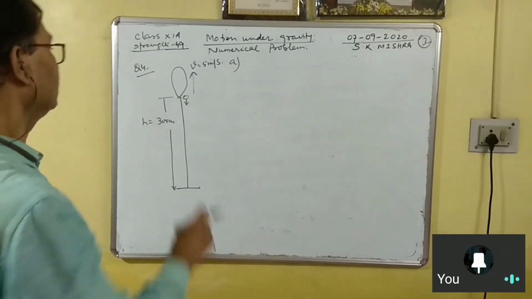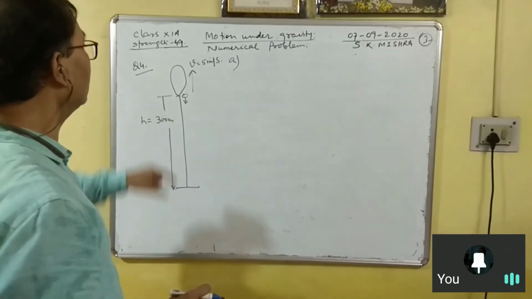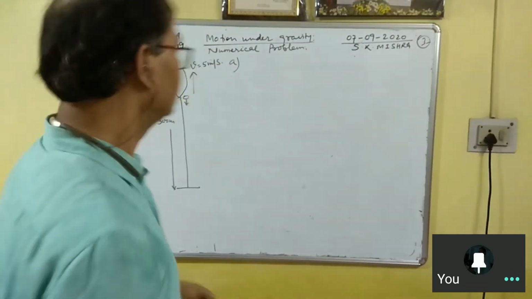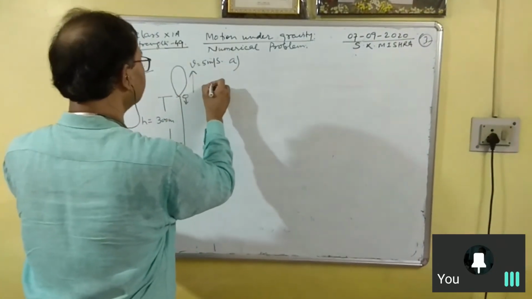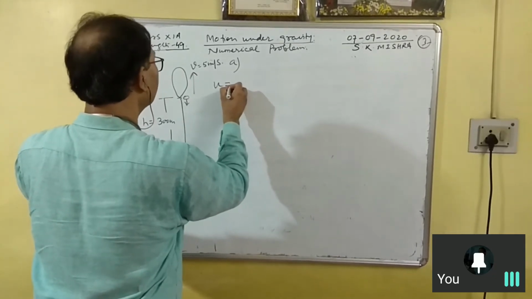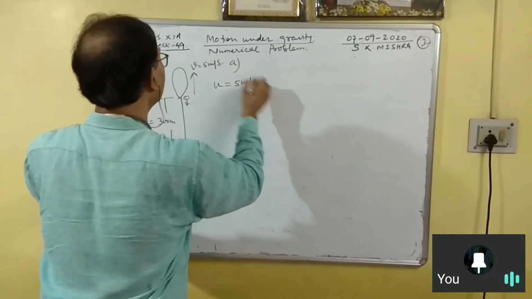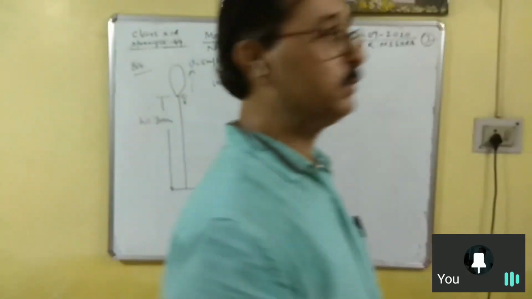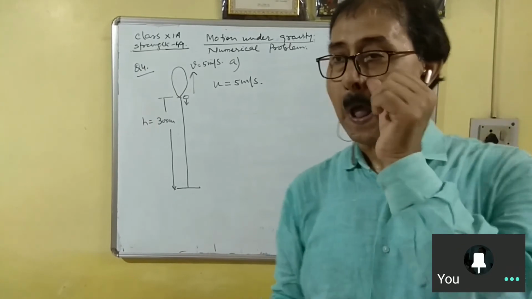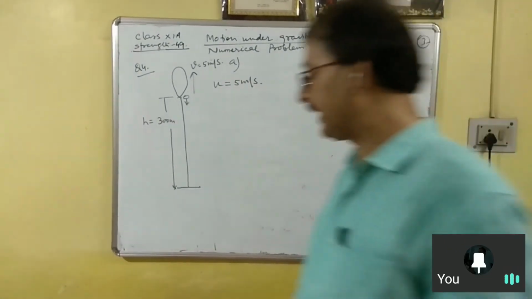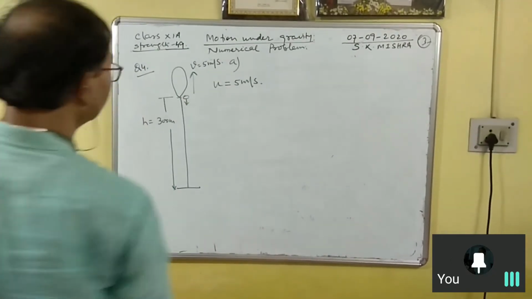So then, if I ask you what is the speed or velocity of the balloon at the time when it is released, tell me, that velocity will be, take it as u. So u is equal to 5 meter per second. That is the speed of the balloon only.